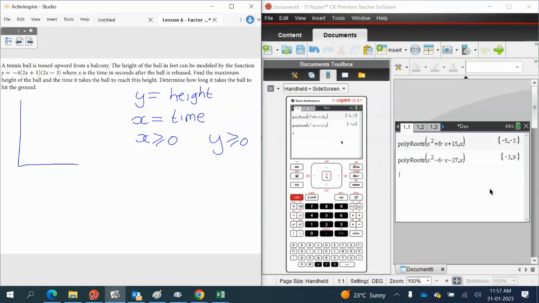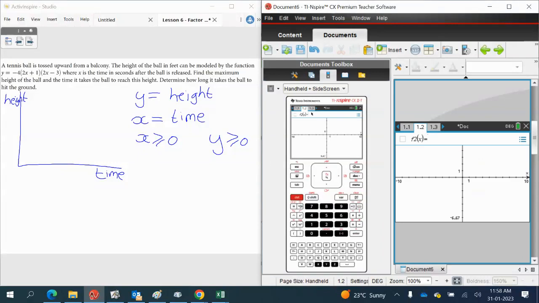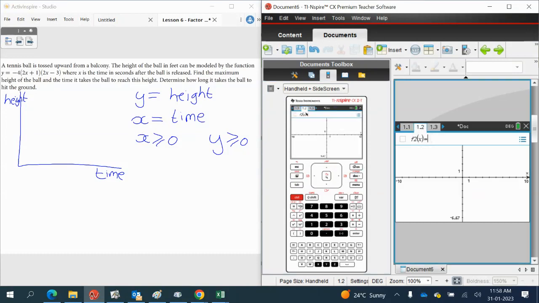So this means we're going to need to draw a graph that looks like that, with time in this direction and height in this direction. We take our graphing calculator, press Control, Add Page, follow along, and we add a graph. With this graph, we don't have to expand this into standard form. So we can type the function in as we see it here.